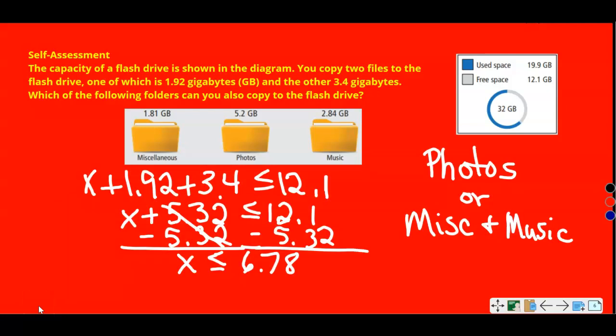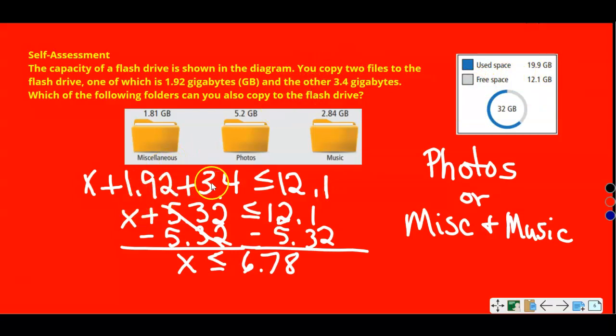All right, hopefully you took a few moments to set this up and work it. So you can see that they copied 2 files, 1.92 and 3.4. So you have an unknown number of gigs left plus the 2 files, and all of that has to be less than or equal to the amount of free space that you have. So you have 12.1 gigabytes of free space on this flash drive.